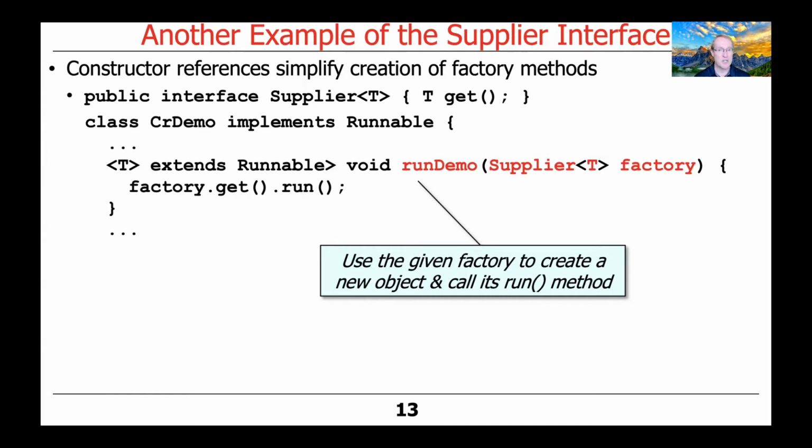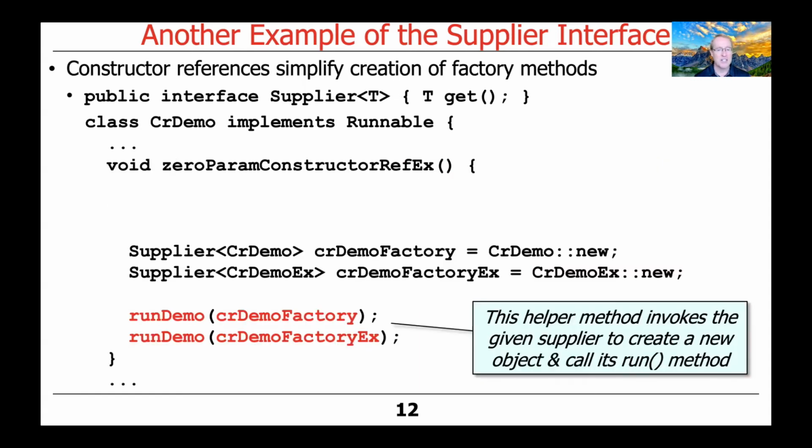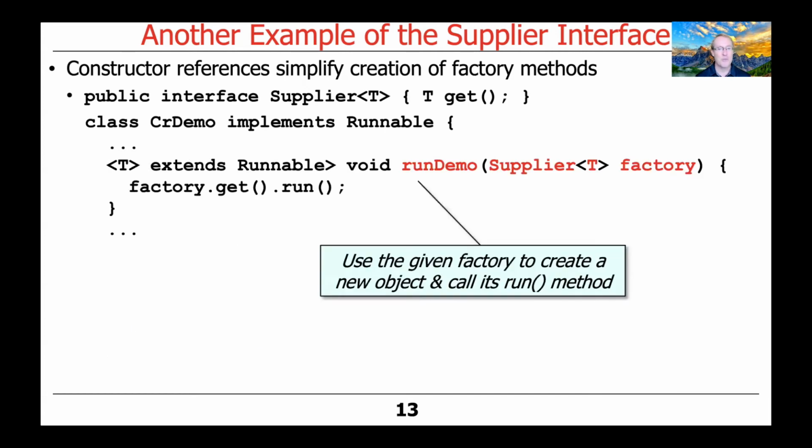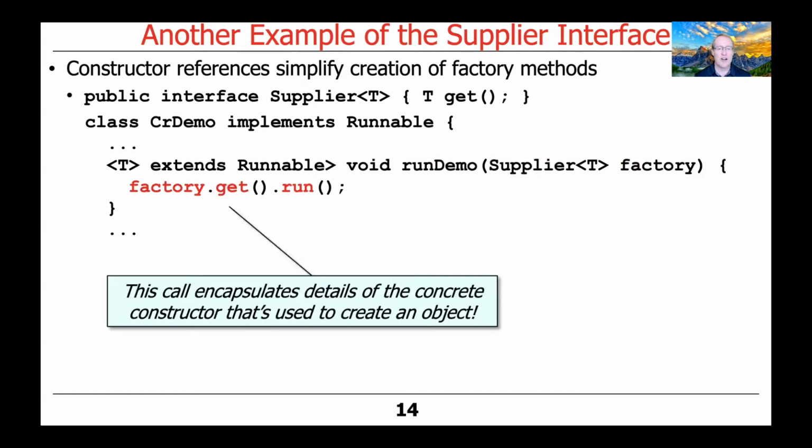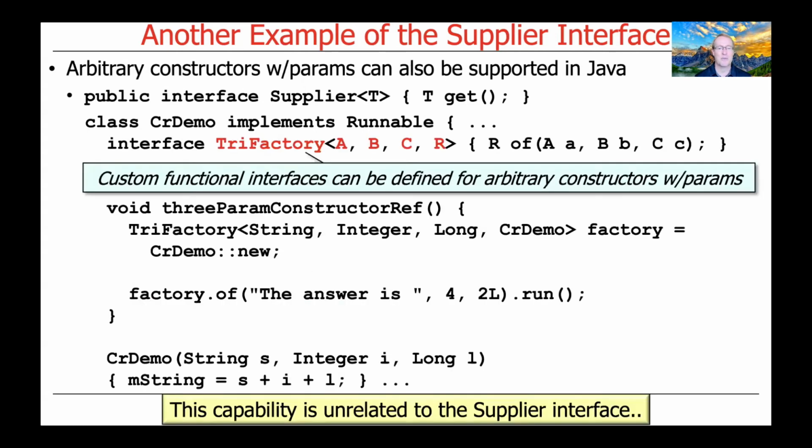And so you can see we can have a generic helper method called runDemo, and we can pass into it different suppliers, which will have different outputs because they're going to be connected to different constructor references for different classes. So pretty cool. This call here encapsulates the detail of the concrete constructor that's used to create the object. So in one case, it'll be the CRDemo constructor. In the other case, it'll be the CRDemoEx constructor.